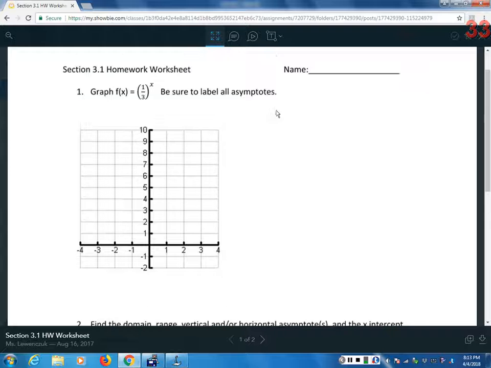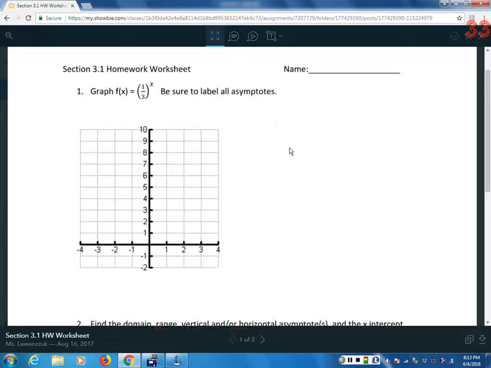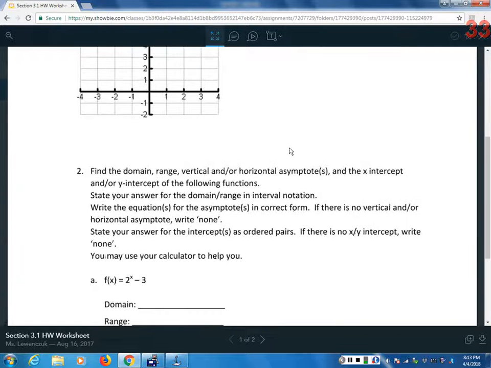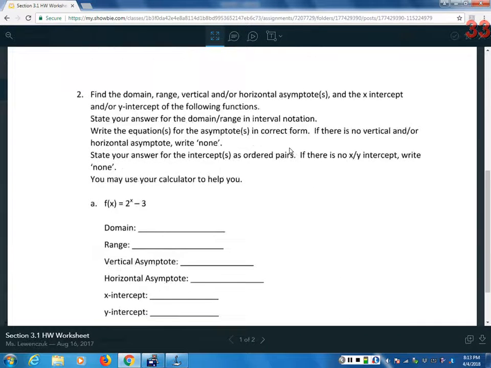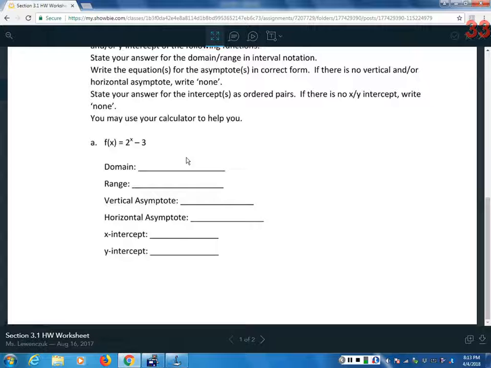If you print this from D2L, I think the D2L doesn't have this. But I've told you in class you're supposed to label your asymptote. So, okay, here's an example. Here's something that you're going to be doing. Here are the directions, but this is what you're doing.